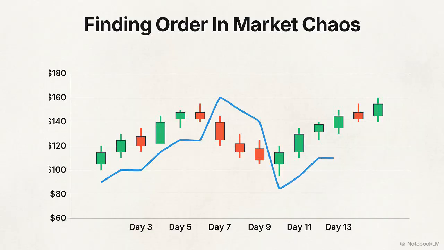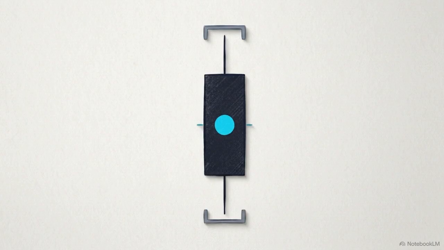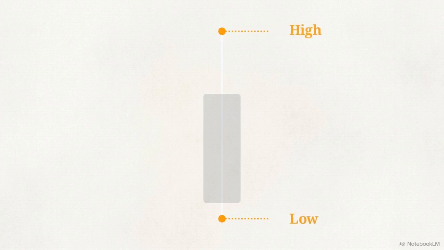By applying a mathematical formula to the chaos, it organizes the data into clear zones, providing immediate clarity on whether to buy or sell. The mechanics of this system are built on a specific equation: the high plus the low divided by 2, plus or minus a multiplier times the ATR. This formula ignores the open and close. Instead, it measures the absolute peak and lowest valley to find the exact mathematical midpoint.